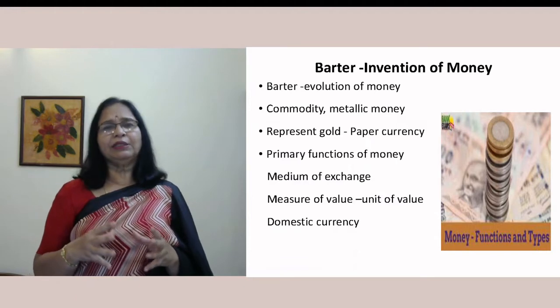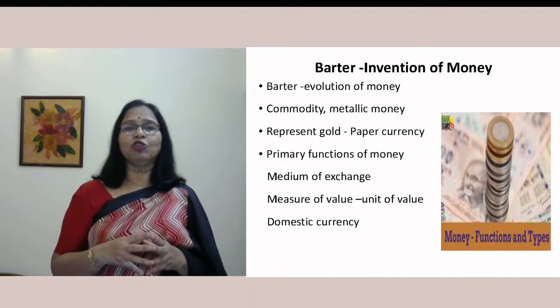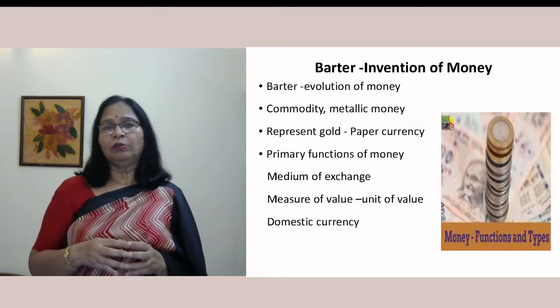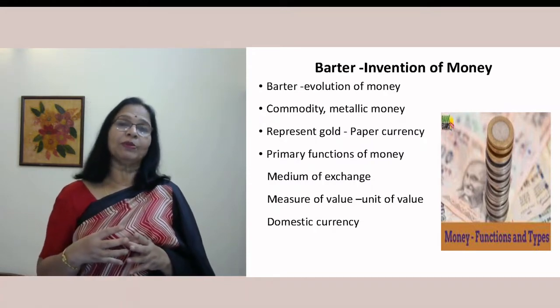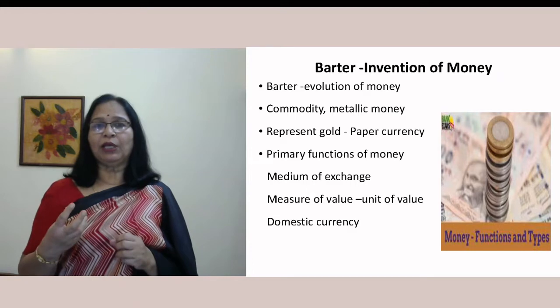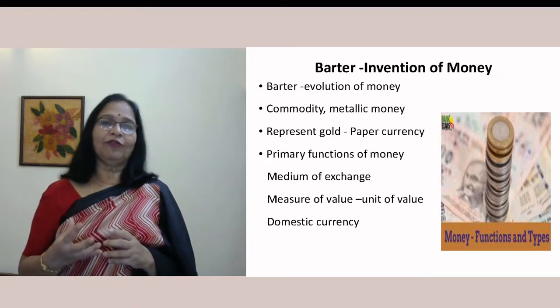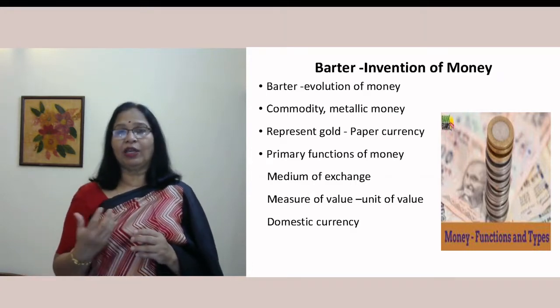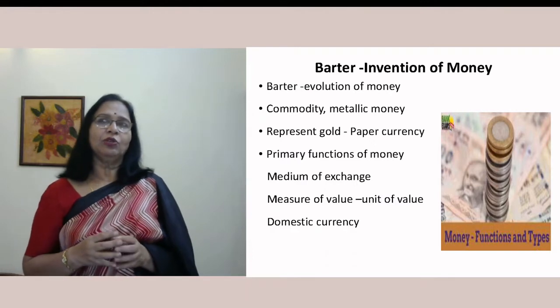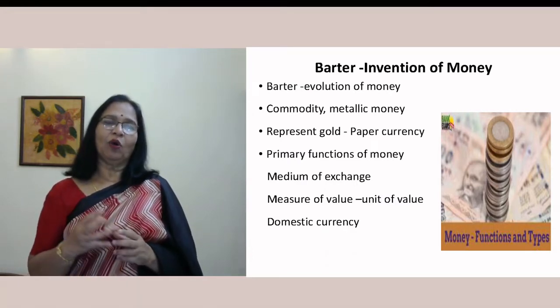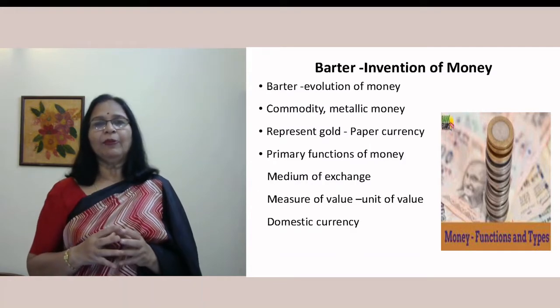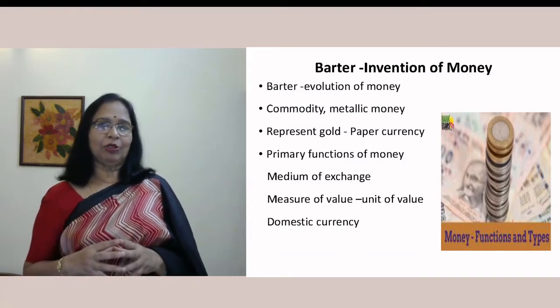Then we see that as the trade expanded, it was not possible to expand the amount of gold we have. Moreover, gold was posing problems of moving from one place to the other, with the problem of theft and the dangers of carrying gold from one place to the other. So it was decided probably that there is no need to carry all the gold from one place to the other. Instead of that, paper currency came into being.